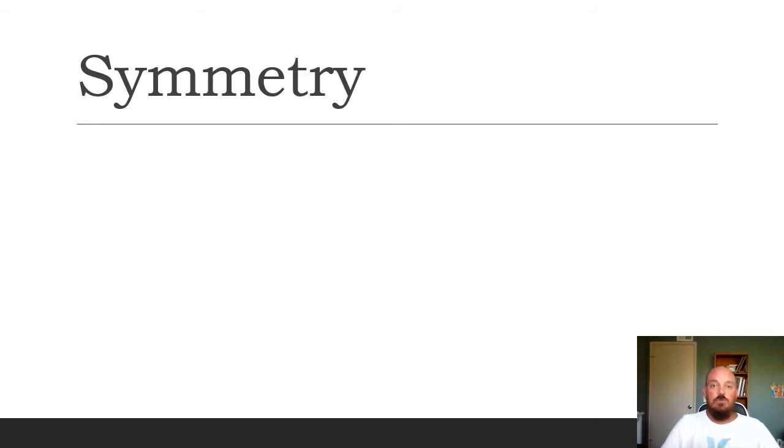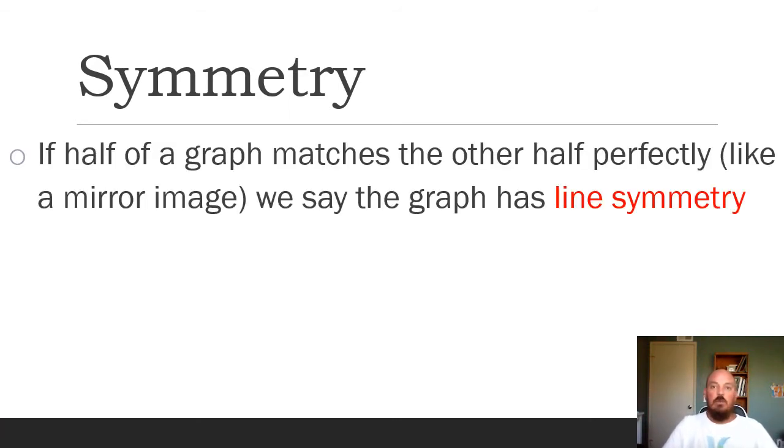So we'll start with symmetry. There are a few different types of symmetry, but today we're going to focus on what's called line symmetry. Line symmetry says if you have a graph that you can draw a line down the middle of somewhere, and it can be any kind of line, vertical, horizontal, any kind of line, where you cut the graph exactly in half and make it so it folds over on top of itself, like it's a mirror image, then we say that graph has line symmetry.